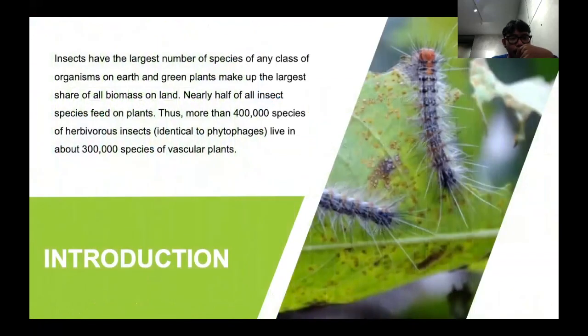Insects have the largest number of species of any class of organism on Earth, and green plants make up the largest share of all biomass on land. Nearly half of all insect species feed on plants, thus more than 400,000 species of herbivorous insects live in about 300,000 species of vascular plants.